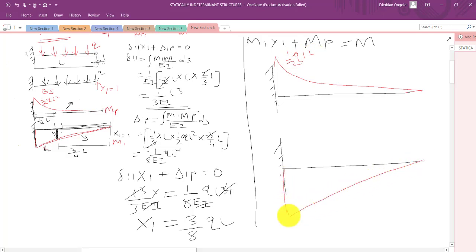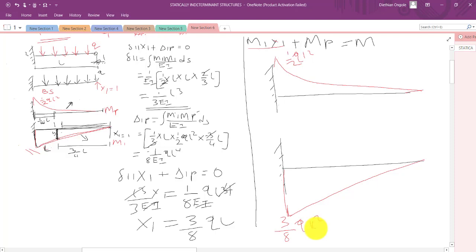Then we say that the value of the final moment at this point would be equivalent to m1 times x1. So here m1 times x1, our x1 is 3 over 8 QL. Then at that peak, the value of x1 is L, so the value of m1 is L. So when I multiply the two, I would be having 3 over 8 QL squared, like that.